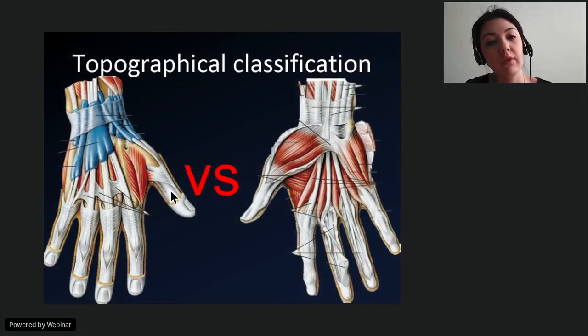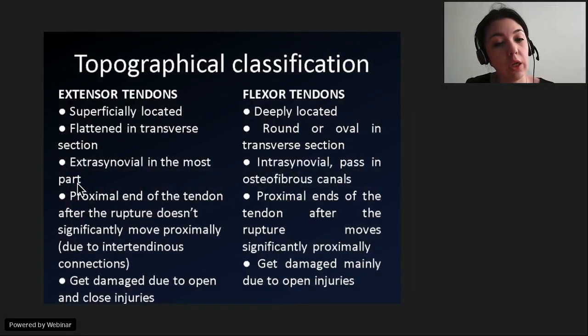Also we stitch sometimes the calcaneal tendon, and sometimes the patellar tendon, but in the majority of cases, we have traumas of the hands and injuries of the tendons of flexors and extensors. So we have to know what is the difference. Extensor tendons are easier to stitch, but they are also more often injured.